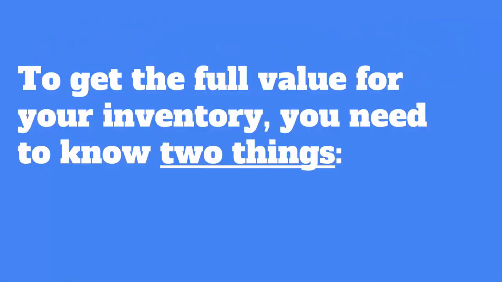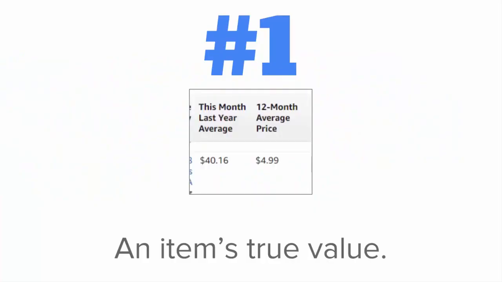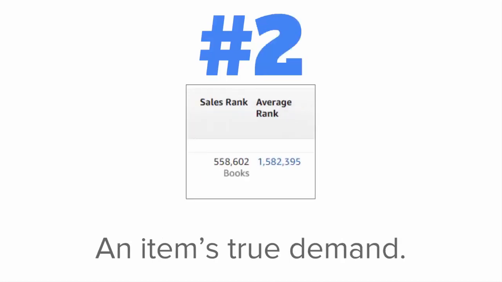To get the full value for your inventory, you need to know 2 giant pieces of data. Number 1, you need to know an item's true value. Not what it's selling for right now, but its average value across a long period of time to truly get a sense as to what that item is worth. And you need to know number 2, which is an item's true demand. Not its current sales rank, but its sales rank averaged out across a large period of time to get a sense as to how often that book is truly selling.